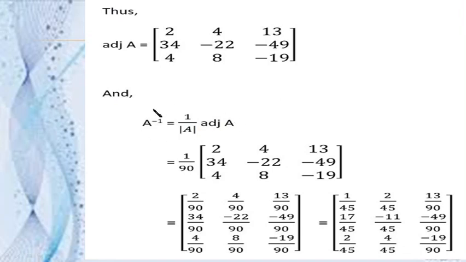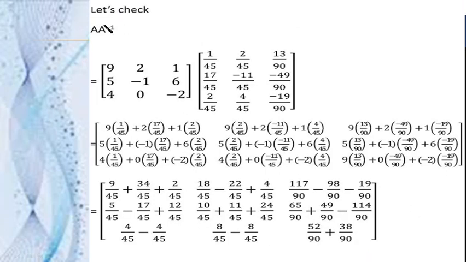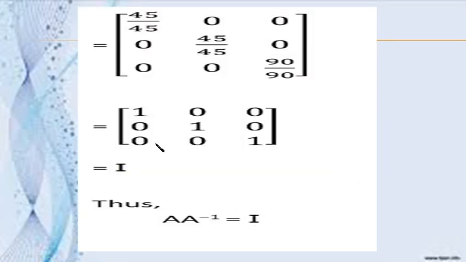Very useful formula. You should keep in mind and learn this formula: 1 upon the value of determinant into adjoint. Now you can take this 90 inside and you can solve it. This is the inverse ready. Now if you want, you can even check and verify it. Let's check A into A inverse. A is the original matrix, A inverse is what we have calculated, and multiply and simplify and then the answer. We are getting the identity matrix, so it means whatever inverse we have calculated is absolutely right.